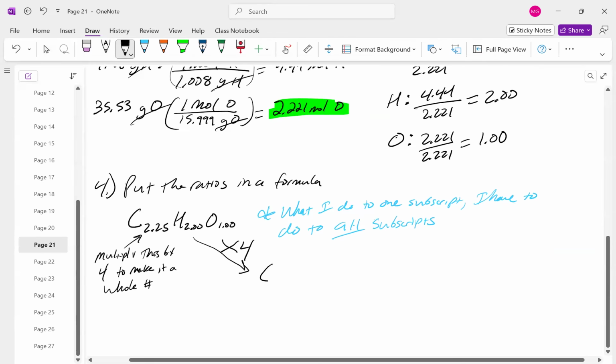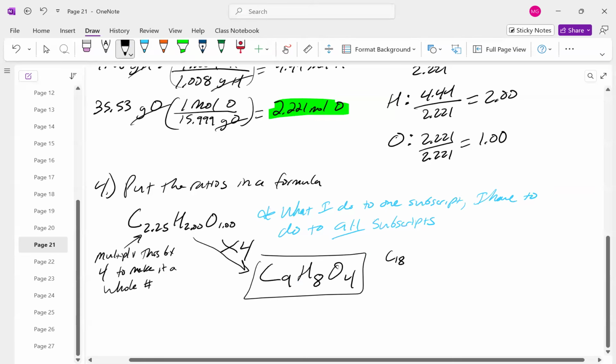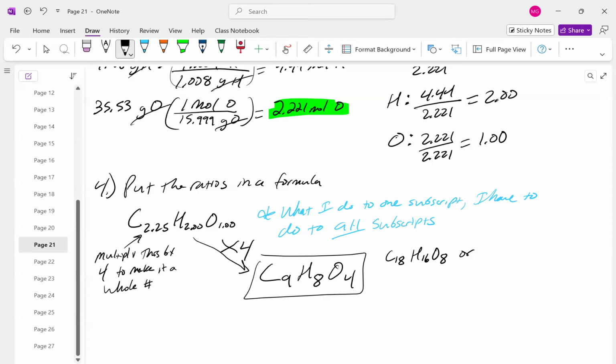And so for carbon, that comes out to 9. For hydrogen, that comes out to 8. And for oxygen, that comes out to 4. Now, this is our final answer. This is the empirical formula for this compound. It may turn out to also be the molecular formula, or it could be C18H16O8, or it could be C27H24O12, and so on. We don't know until we get a little bit more information.